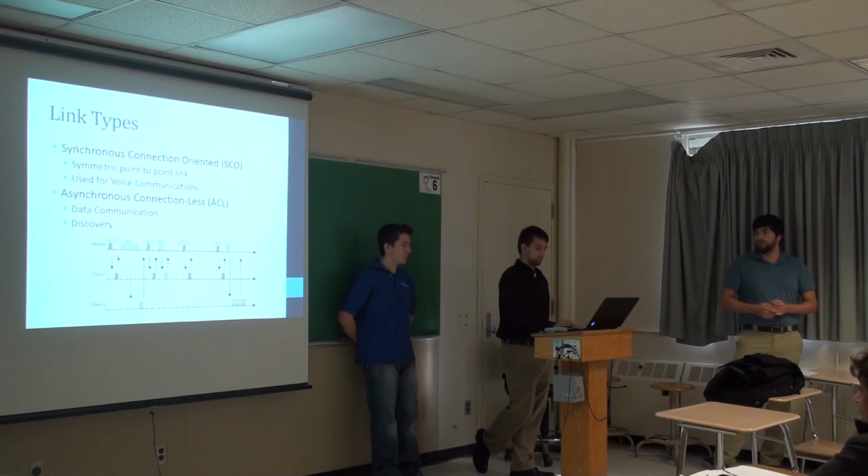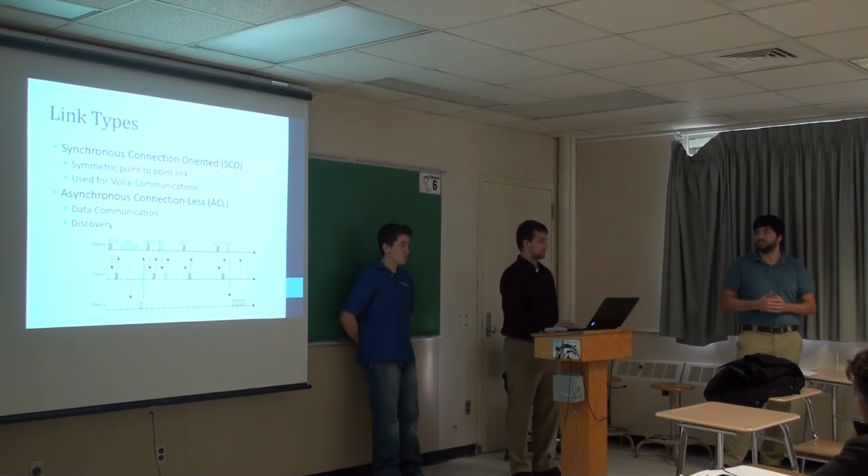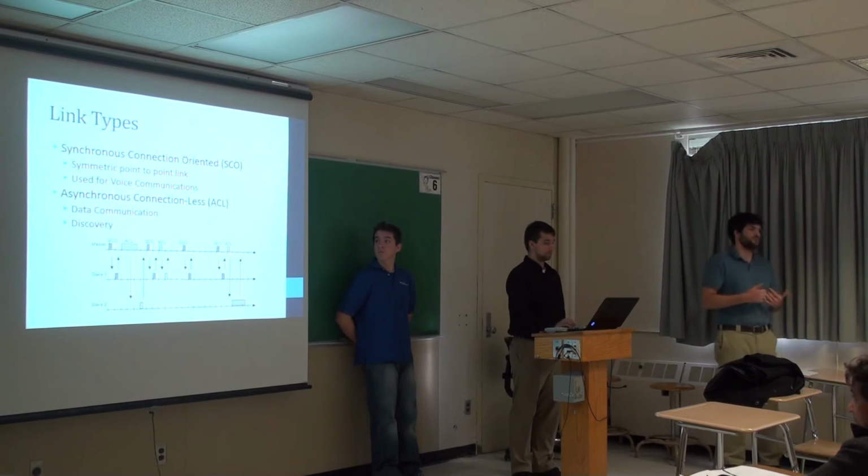For Bluetooth, there are 2 main types of connections. You have the synchronous connection oriented link, which is a symmetric point-to-point link used for voice communication. When you're having a phone call, you want equal amounts of data going and coming, so it allocates the bit rate symmetrically.